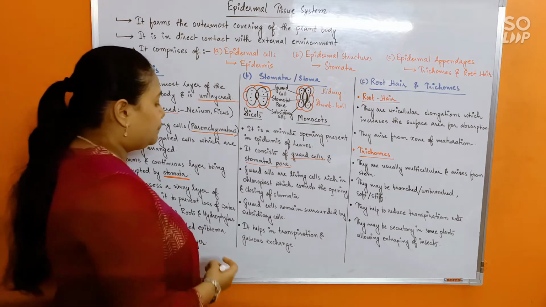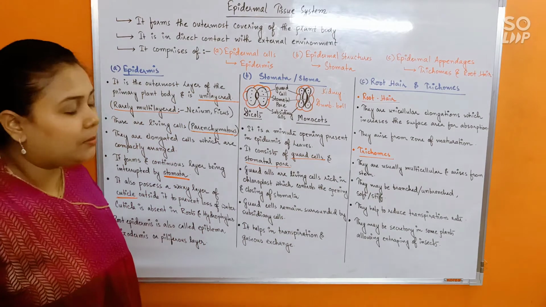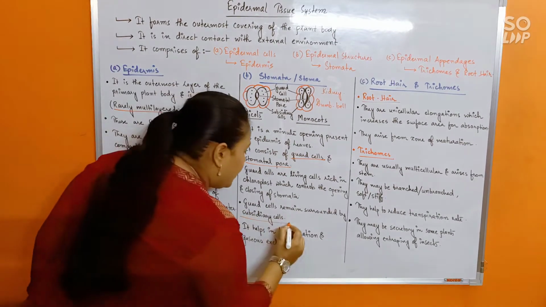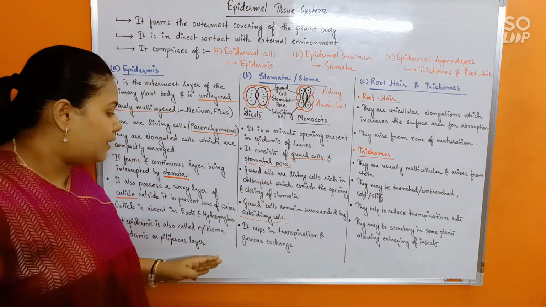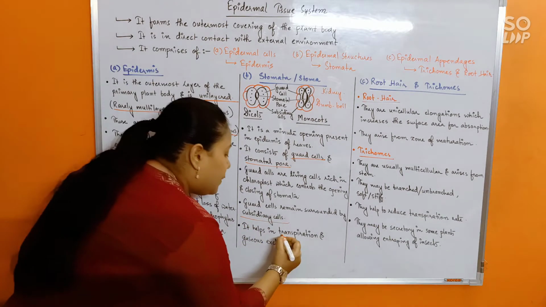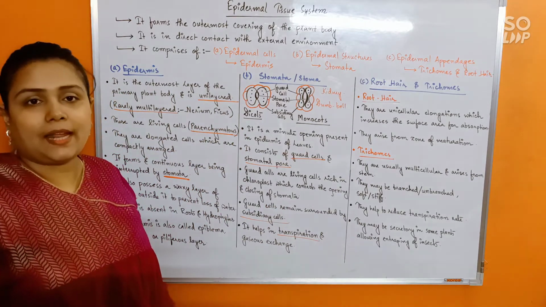Okay. Now, guard cells remain surrounded by certain specialized epidermal cells called the subsidiary cells, and basically the function of stomata itself is to help in transpiration. I think all of you remember transpiration from class 10, isn't it?